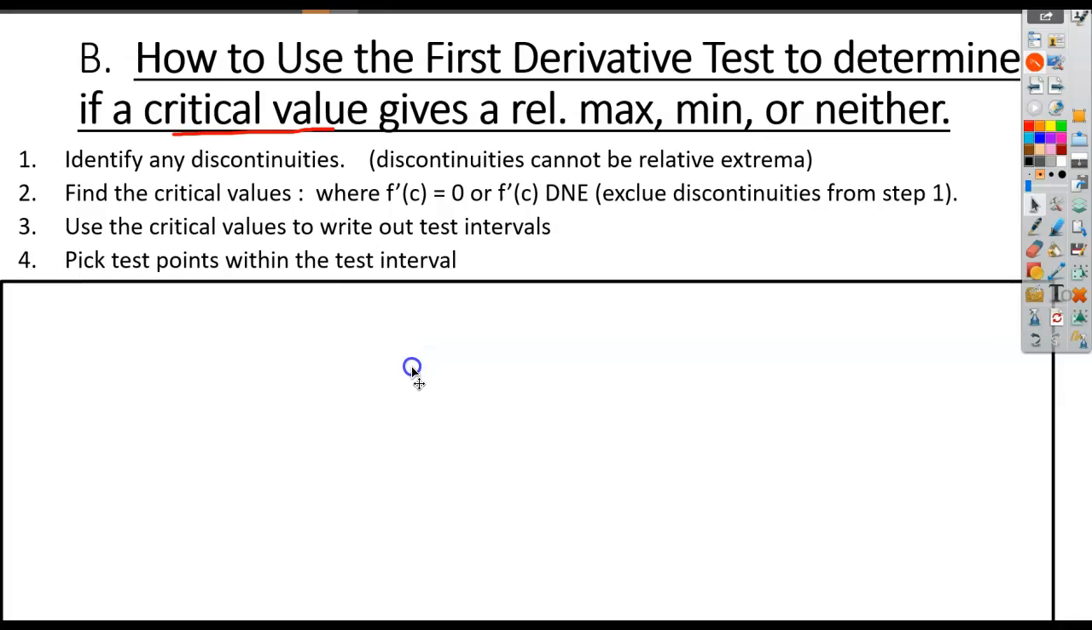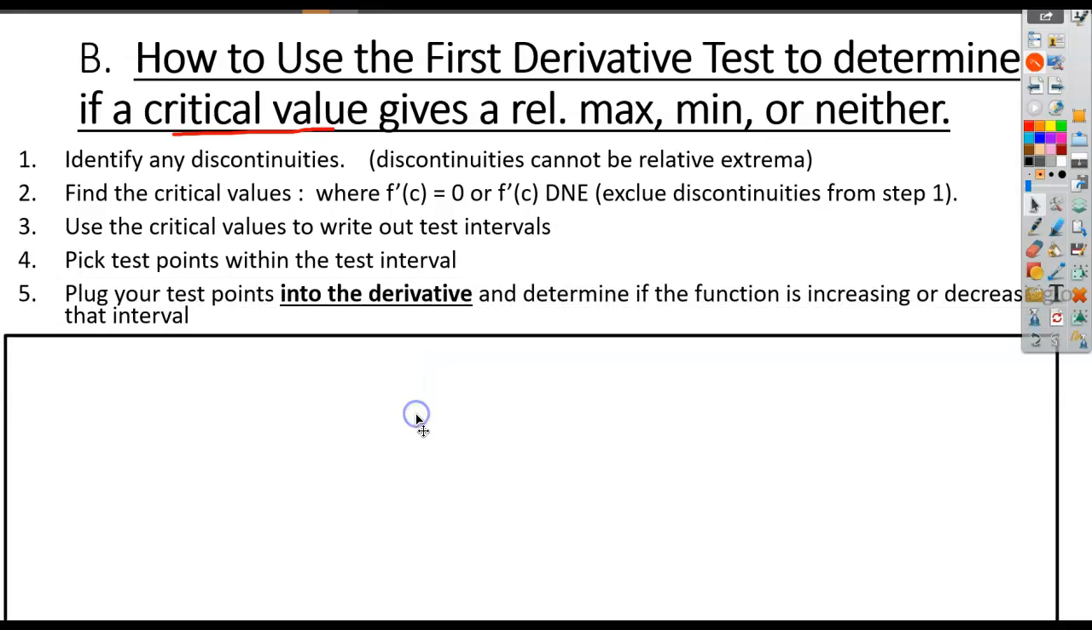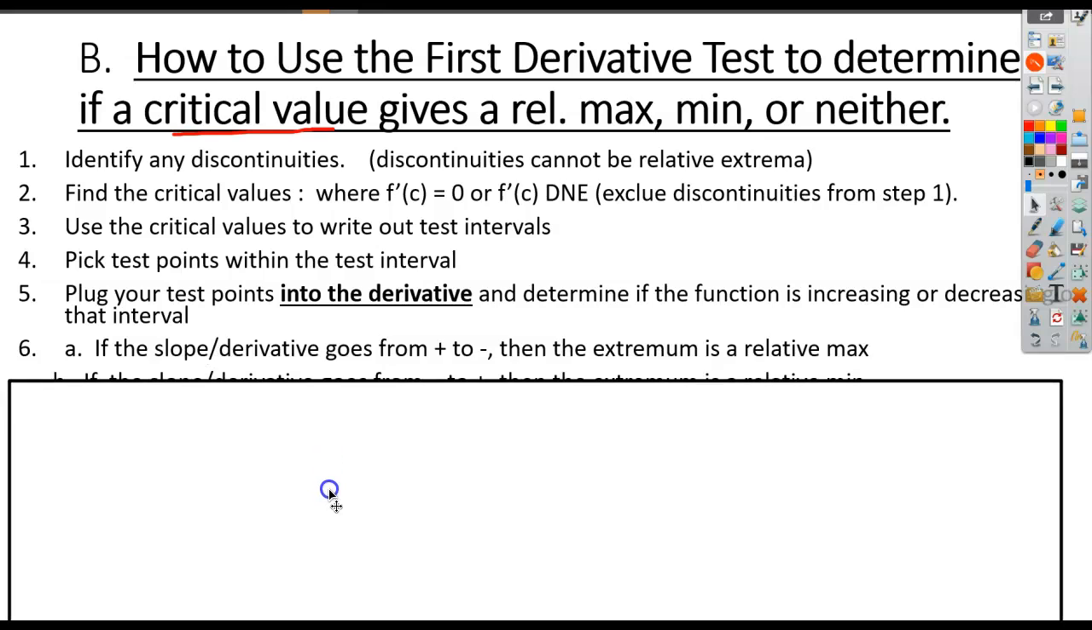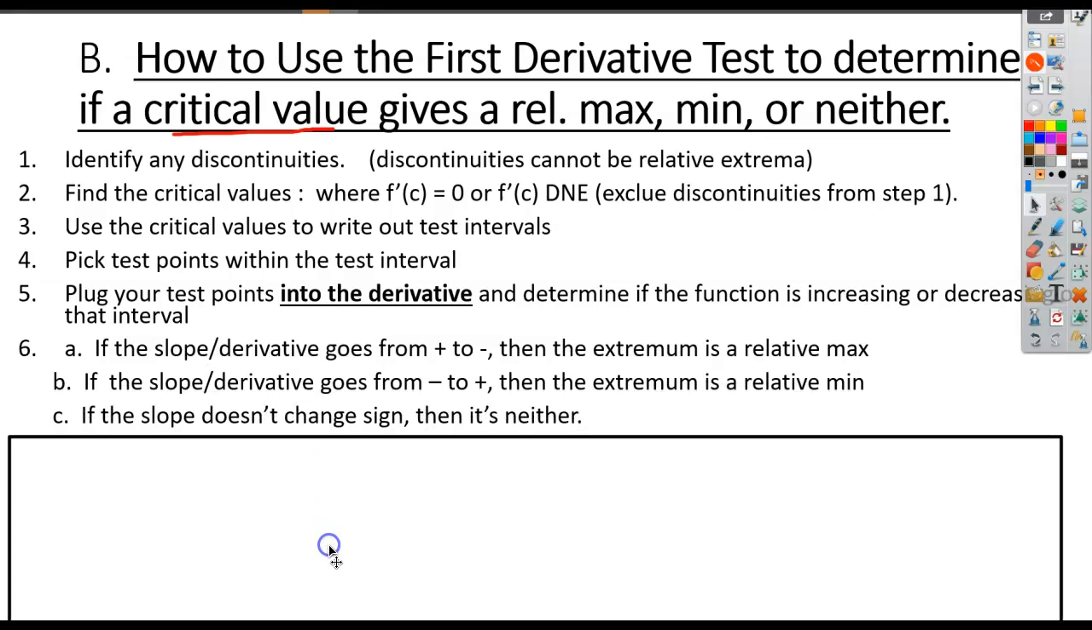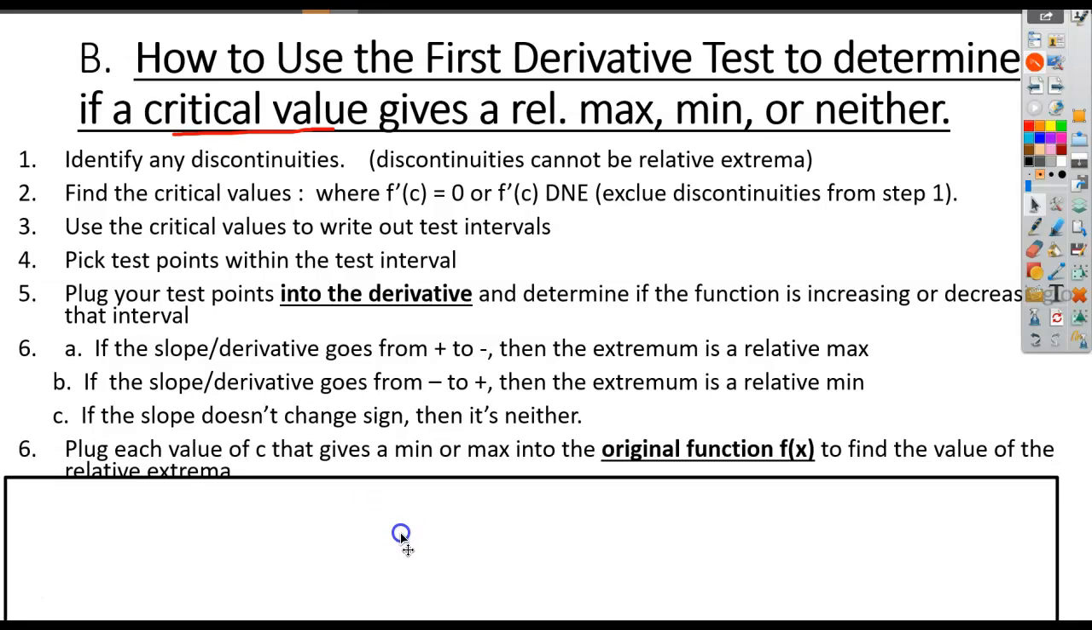We're going to pick some test points in that interval. We're going to plug them into our derivative, and we're going to see, does our derivative come out positive or negative on that interval? If it's positive, that would indicate that it's sloping up. If it's negative, that would mean it's sloping down. Okay? Based on what it's doing, then we could decide whether it's a relative max or a min.